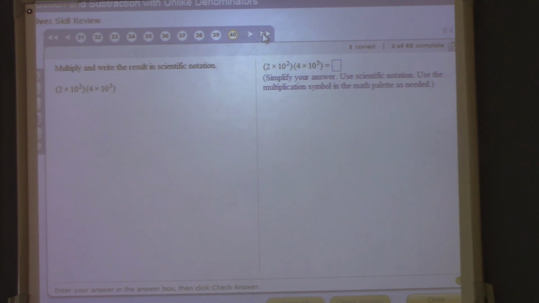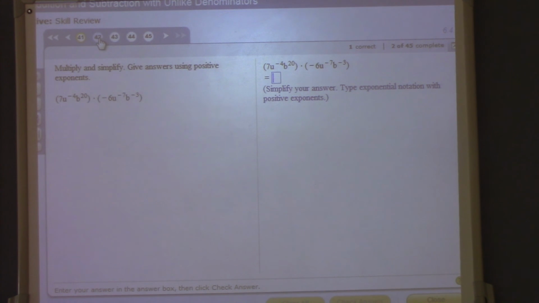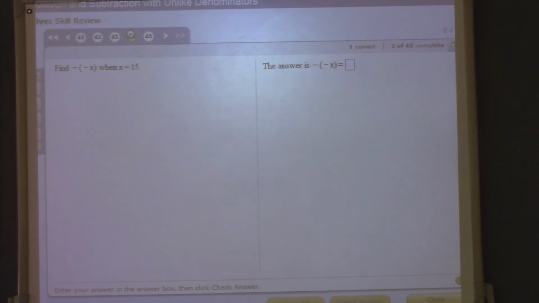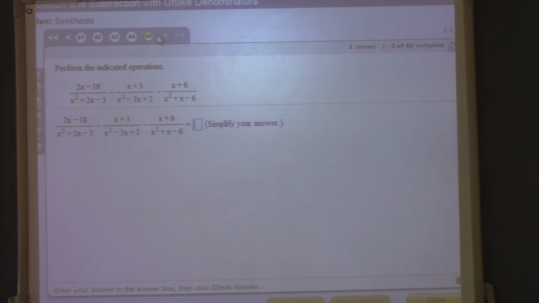Oh, yeah, I've done that. Why are we doing scientific notation? Is that in this section? I'll have to look. I don't think that's okay.